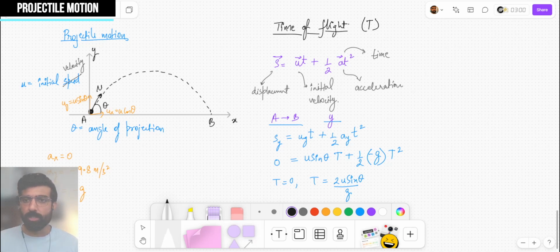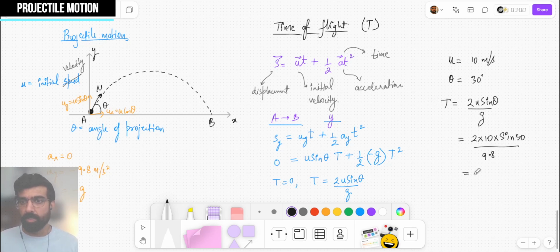Let's say that the initial speed of projection is 10 meters per second and the angle at which it is projected is 30 degrees. So to calculate the time of flight, we use the equation 2u sine theta divided by g, which is 2 times 10 times sine 30, which is half, divided by 9.8. So we get 10 divided by 9.8, which is approximately 1.02 seconds. Since all the quantities are in SI units, the time is also in SI unit, which is seconds. So this is how we solve for time of flight for any general example.